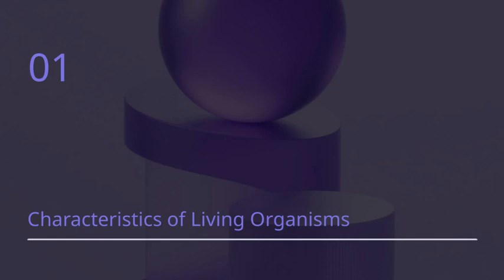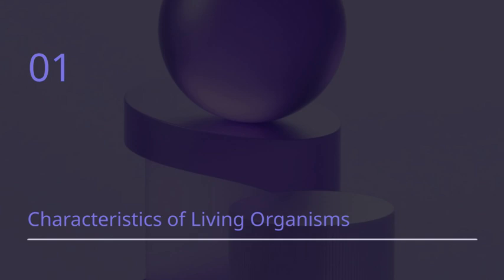Let's take a closer look at the characteristics of living organisms. These features help us distinguish living things from non-living things. First, living organisms are made up of one or more cells, which are like tiny building blocks that carry out all the necessary life processes. The cell is really the basic unit of life. Second, they have the ability to grow and develop over time. This means they can increase in size and go through different stages of life. Third, living things are capable of reproduction, which is how they produce new organisms, ensuring the survival of their species.